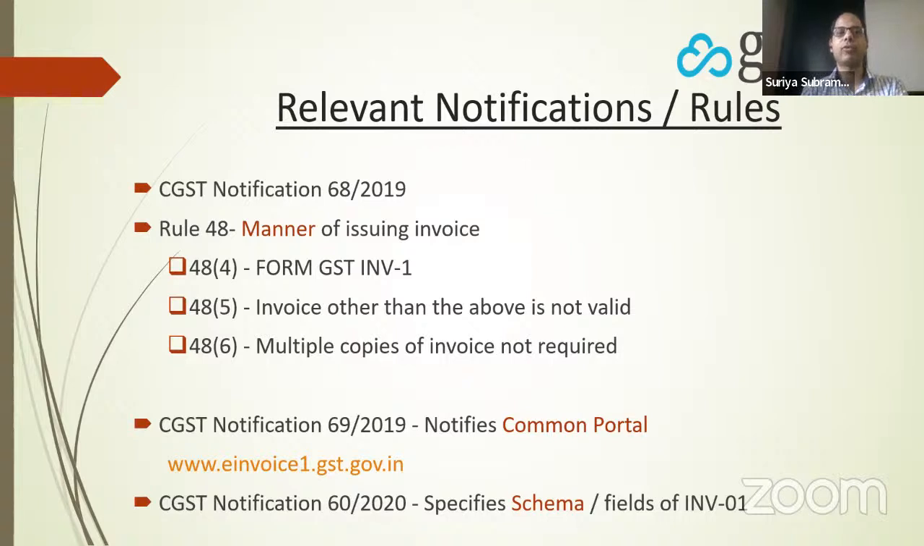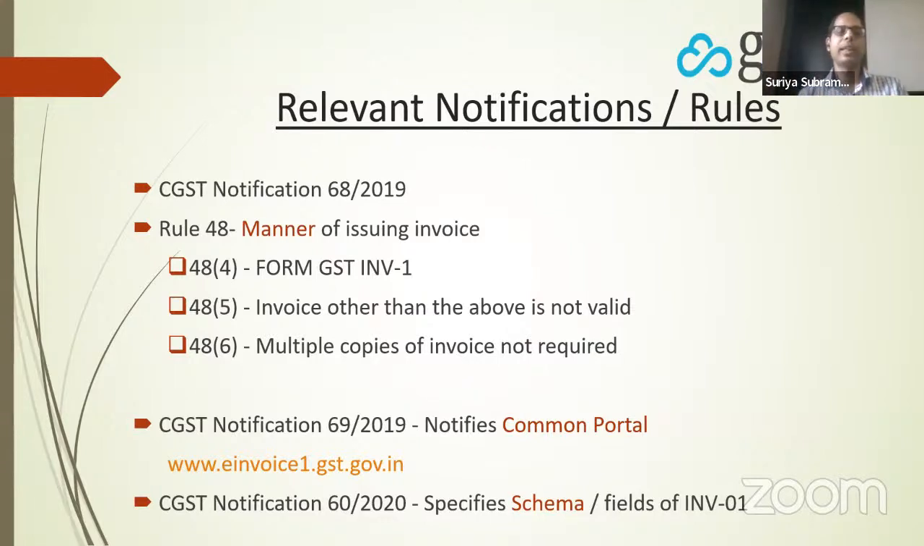CGST notification 69/2019 notifies the common portal. What it says is that there are going to be 10 portals. Right now, one of those portals is active, www.einvoice1.gst.gov.in. So right now, this portal is active and all invoices have to be registered in this portal.